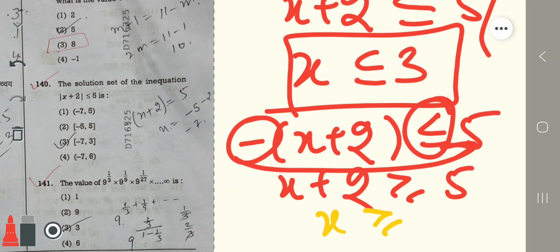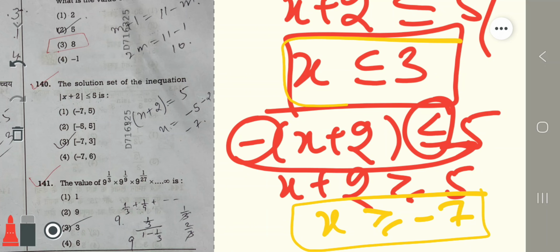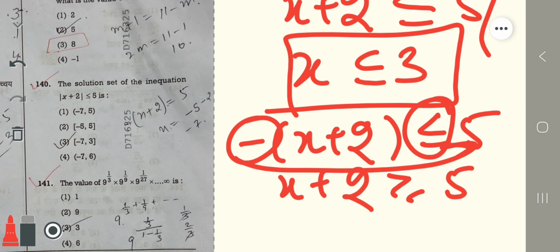x greater than equal to -7, राइट। सो सॉल्यूशन सेट हमारा क्या आया, x less than equal to 3 and x greater than equal to -7. So our solution set is the closed interval from -7 comma 3. ठीक है, the interval [-7, 3]. So option number 3 is the correct answer.